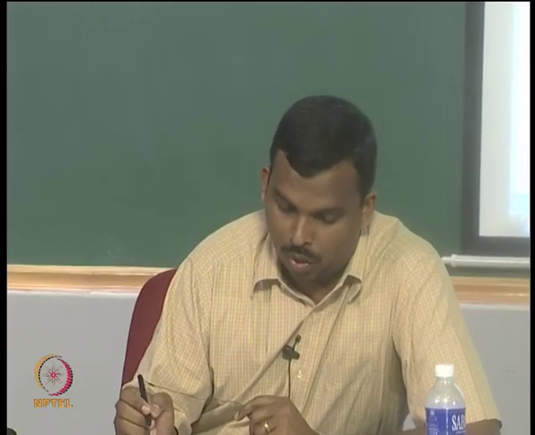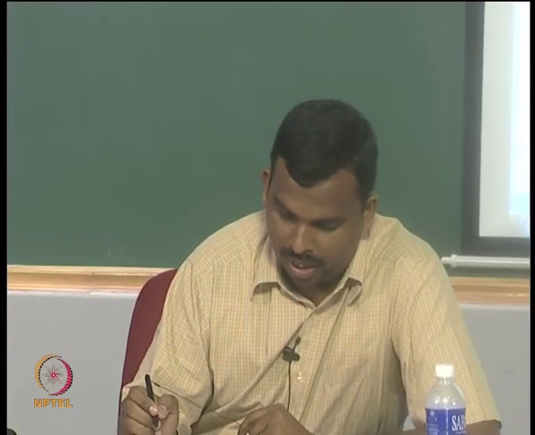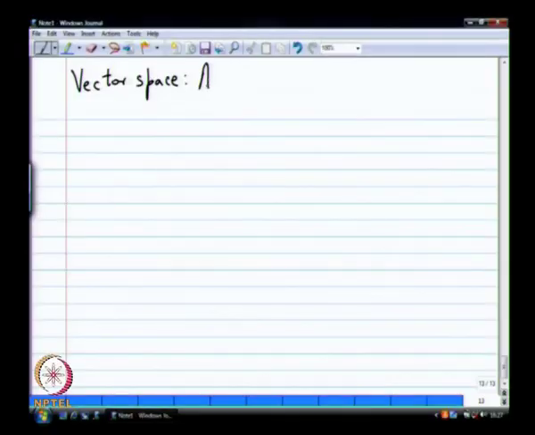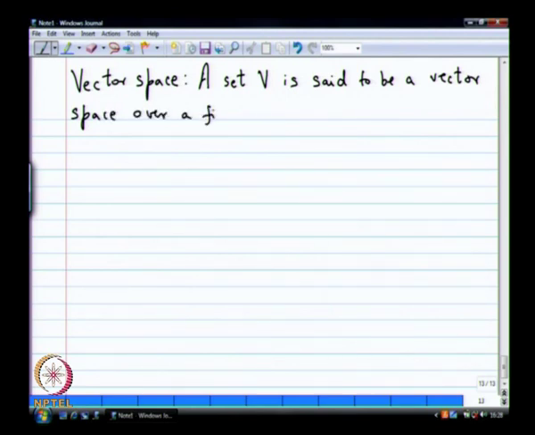A vector space. So let's see. How do I define a vector space? A set V is said to be a vector space over a field F if, you need a lot of conditions.